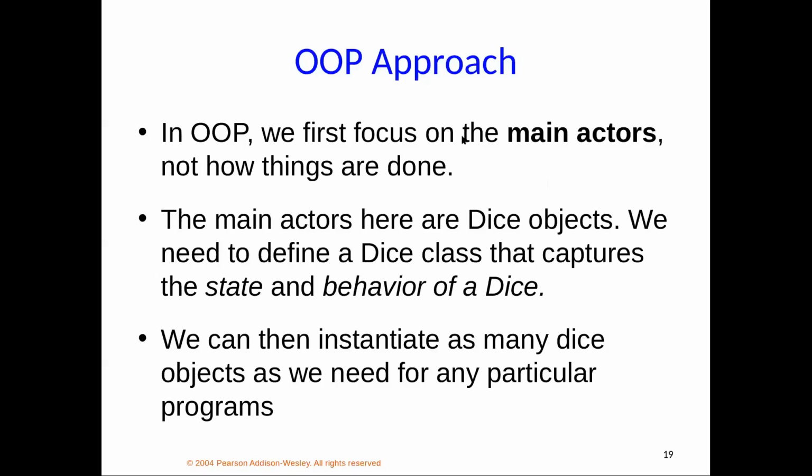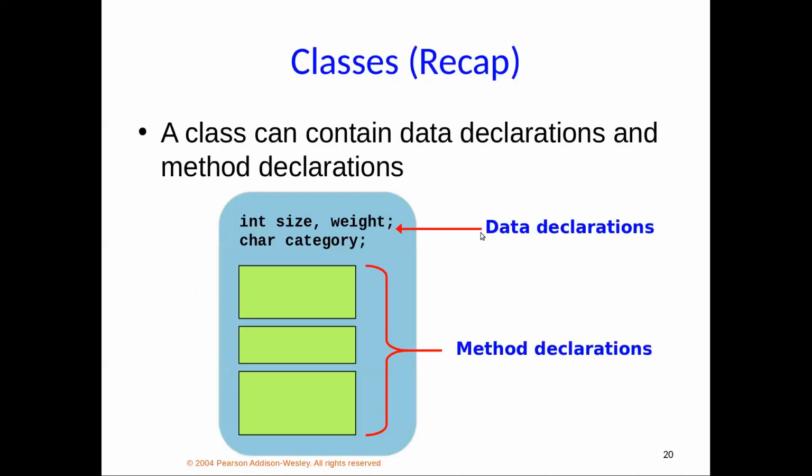Okay, so we have this. We need to think about the state and the behavior. State is nothing but the attributes or the variables, and behavior is nothing but the methods that we use to interact with the state. Right? Okay, so this is a different example, but we have the attributes here and then the methods. So it's a simple way to picture the class.